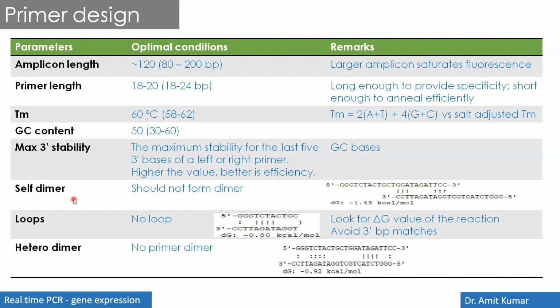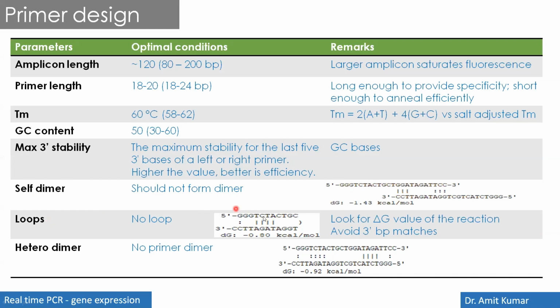The primer should not cause a self dimer. It means that two forward or two reverse primers should not form a dimer. And also we have to look into the delta G value, that is the free energy, that we will see when we do the practical now.